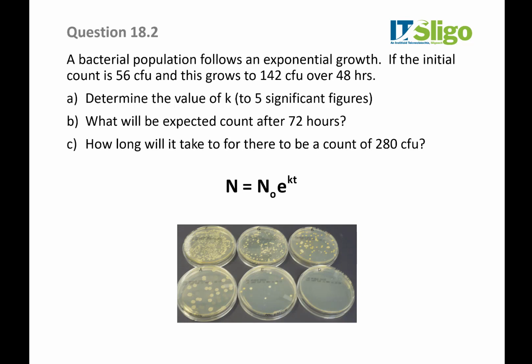280 CFU? So even though the scenario has completely changed, we looked at a flu virus, we looked at investing in a bank in question 18.1, and now we're looking at bacterial populations, the mathematical process is the exact same. From your initial part of the question, calculate k, and then you can answer part B and part C. On the quizzes in Moodle, you will not be asked to calculate k. You'll just be asked either this question or that question. But you must calculate k first, otherwise you won't be able to progress.